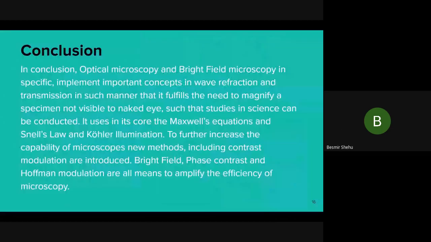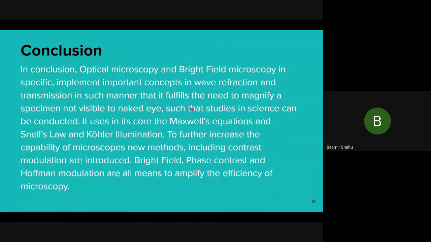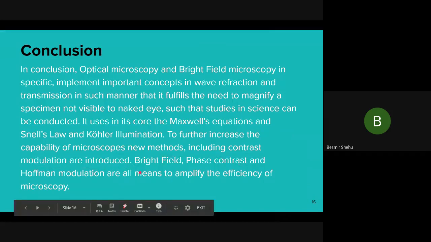In conclusion, we say that optical microscopy, and bright field microscopy in specific, implement important concepts in wave refraction and transmission in such a manner that it fulfills the need to magnify a specimen not visible to the naked eye, such that studies in science can be conducted. It uses in its core Maxwell's equations and Snell's law, which is derived directly from Maxwell's equations, and color elimination in practice. To further increase the capability of microscopes, new methods, including contrast modulation, are introduced. Bright field, phase contrast, and Hoffman modulation are all means to amplify the efficiency of microscopy.